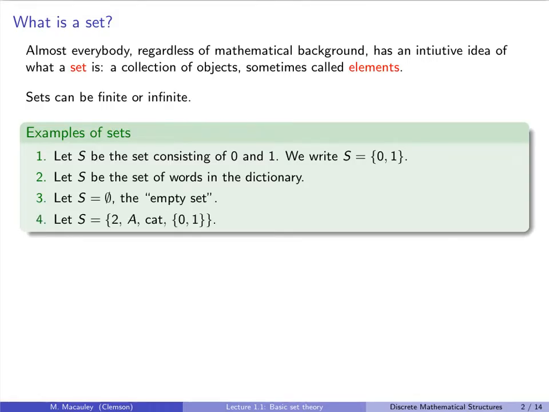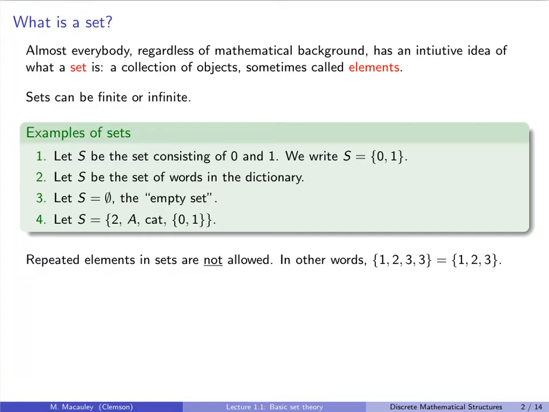Here's a set. Let S be the following 4-element set: the number 2, the capital letter A, the word cat, and the set 0, 1, which we saw up here. That is a set.